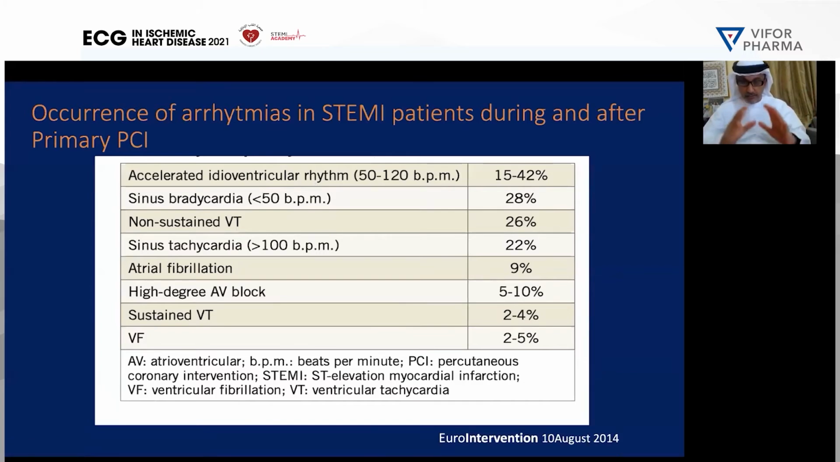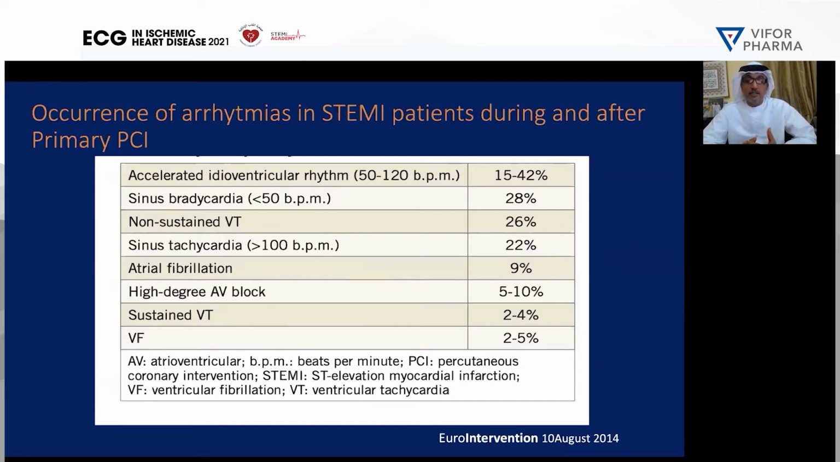But when you open the artery and you see some acceleration, if the hemodynamics are okay, usually we leave those patients. We don't treat it. But if they start to affect hemodynamics, we may treat them. Non-sustained VT, a lot of times you see it, in 26% of the patients, every 4 patients, they will have some sort of non-sustained VT. Sinus tachycardia is very common, and patients with sinus tachycardia do poorly because it means they're under a lot of stress or they have a large area of myocardium involved. So sinus tachycardia is a marker of a bad outcome.